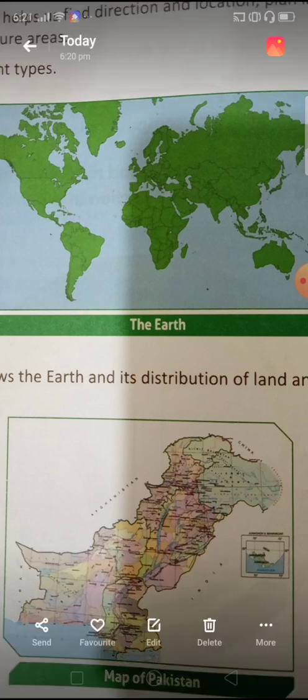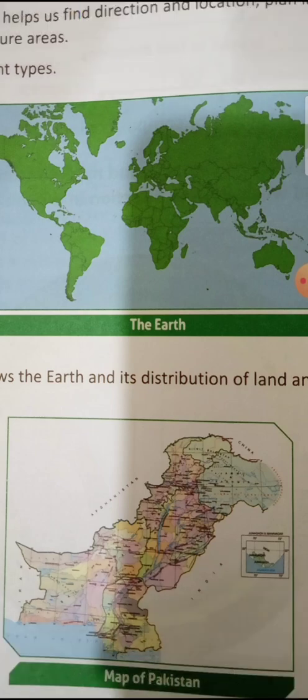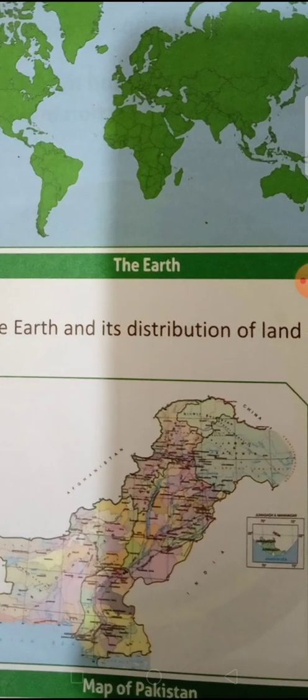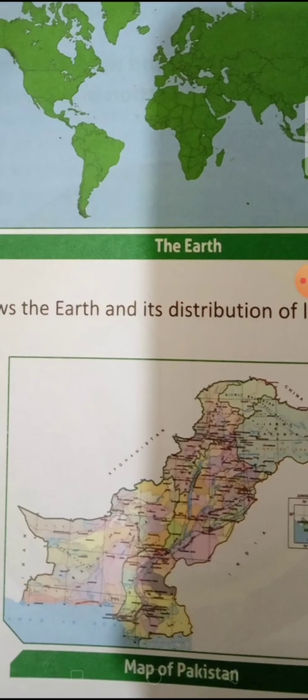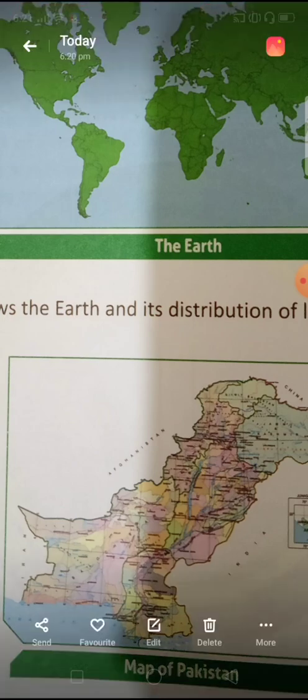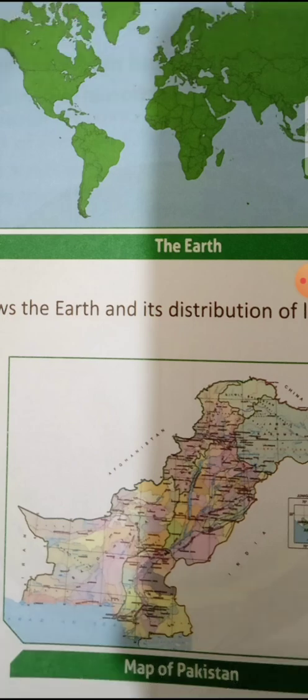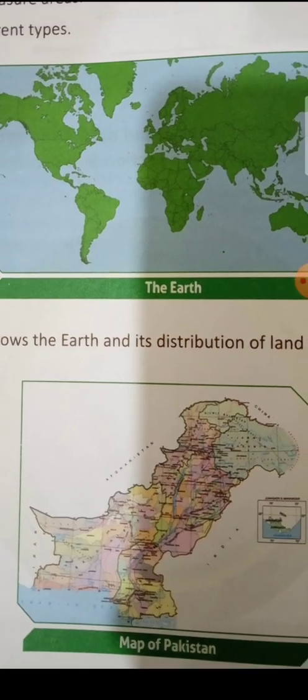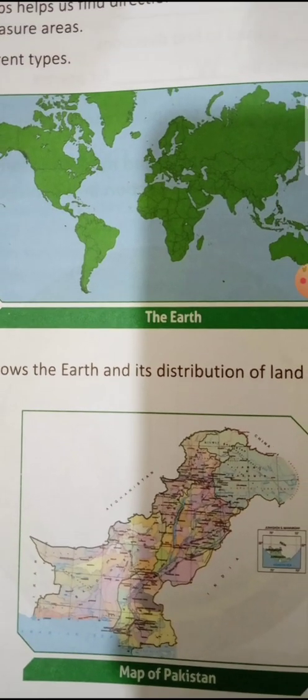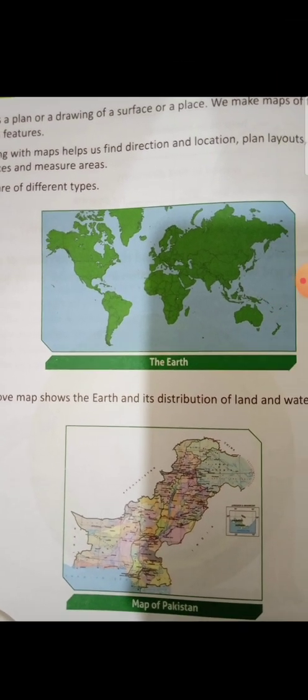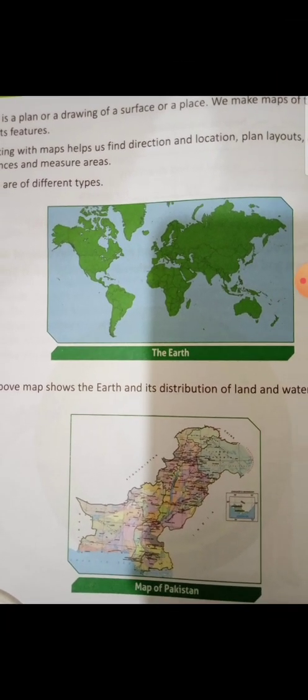And these are our border countries. This is the Pakistan map. As you can see, this is China, this is India, this is Afghanistan, here we have Iran, and this is the Arabian Sea. The blue part describes the water and the colorful part describes the distribution of land. These are the two types of map. The first is the earth map and the second is the map of Pakistan.